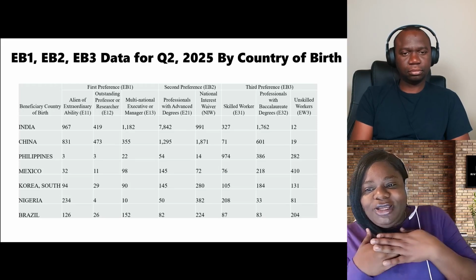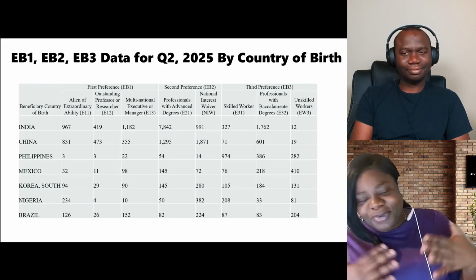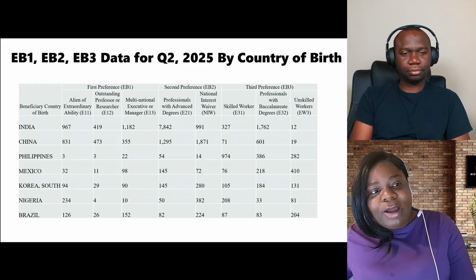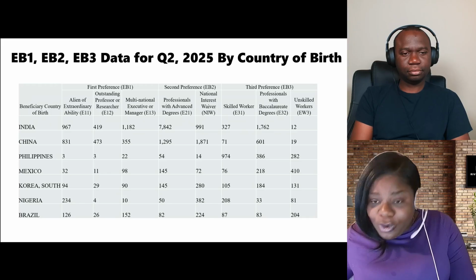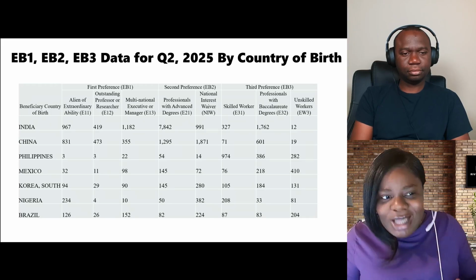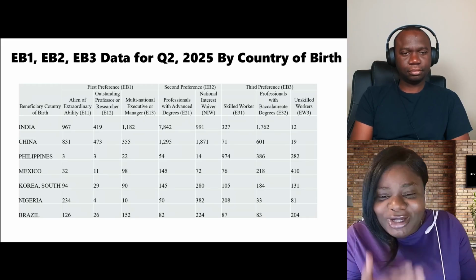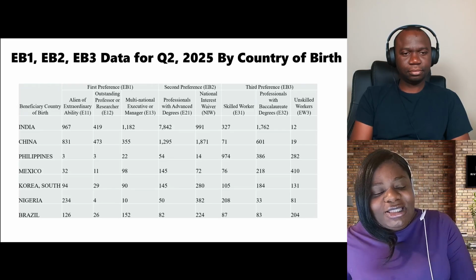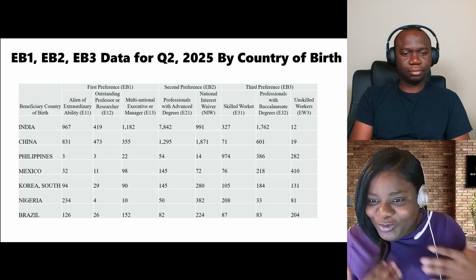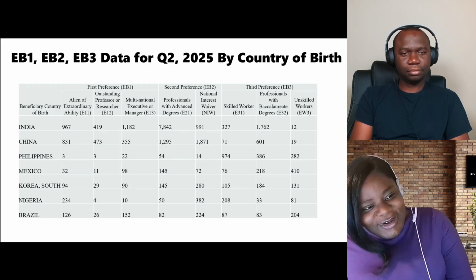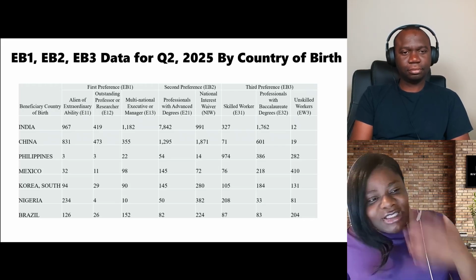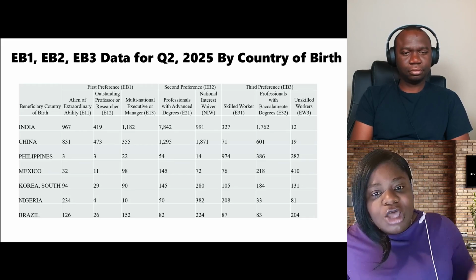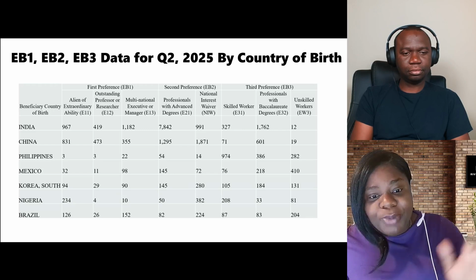So if you were born in Nigeria, like I was born in Nigeria, you can see here this is the number of approvals for EB1. Here I'm even breaking it down: outstanding professor, multinational executive. Whatever category you fall into, you can see that India is leading, we know, but for Nigeria, the Philippines, and Mexico, you can see real numbers of people applying and getting approvals. This is just showing the number of approvals by country.